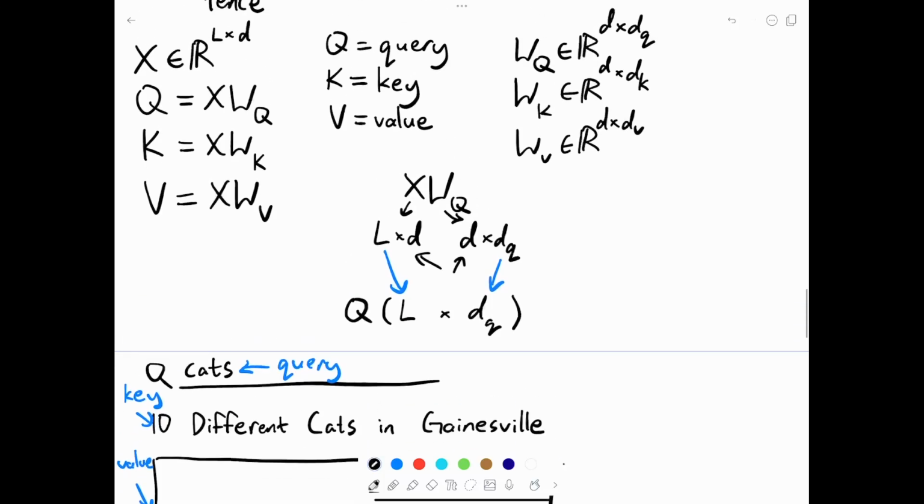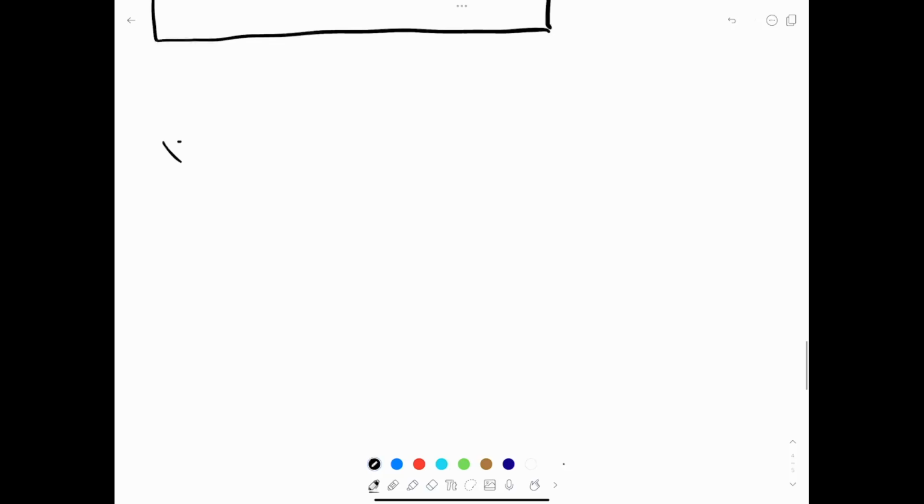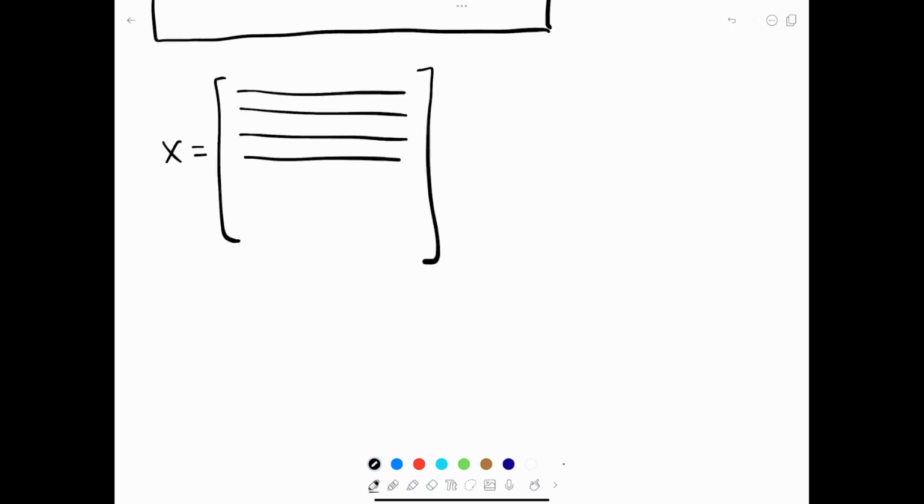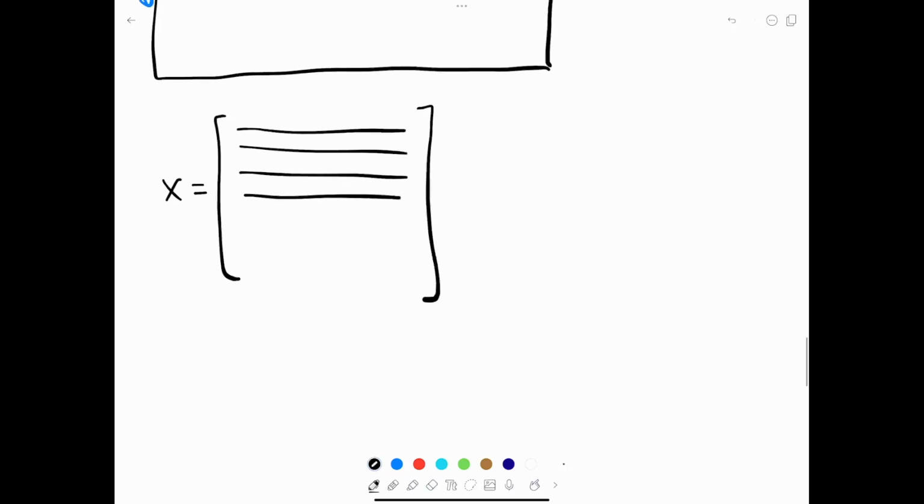So what's happened here? If we look at X as a list of vectors, so each row in this embedding matrix represents the embedding of a word.